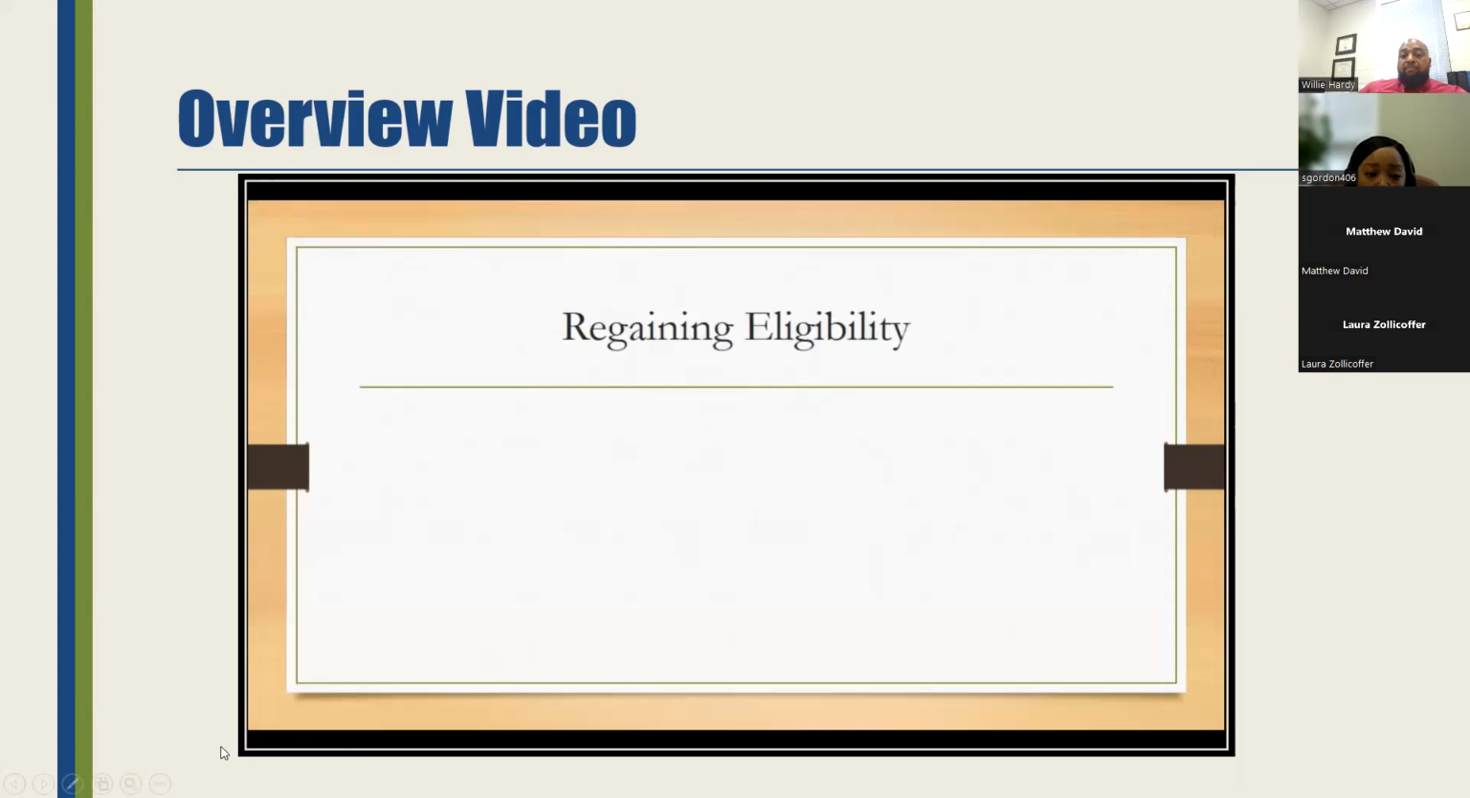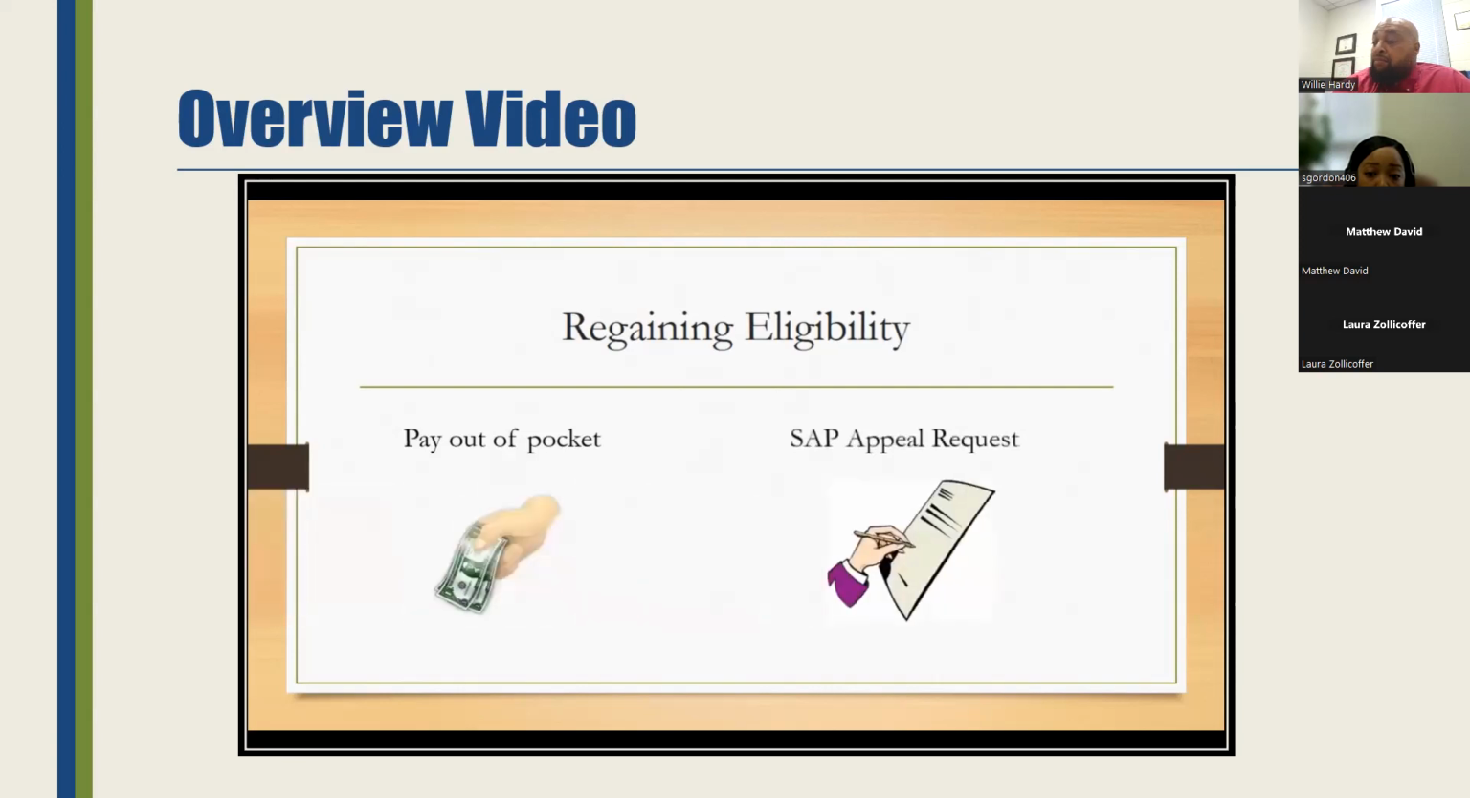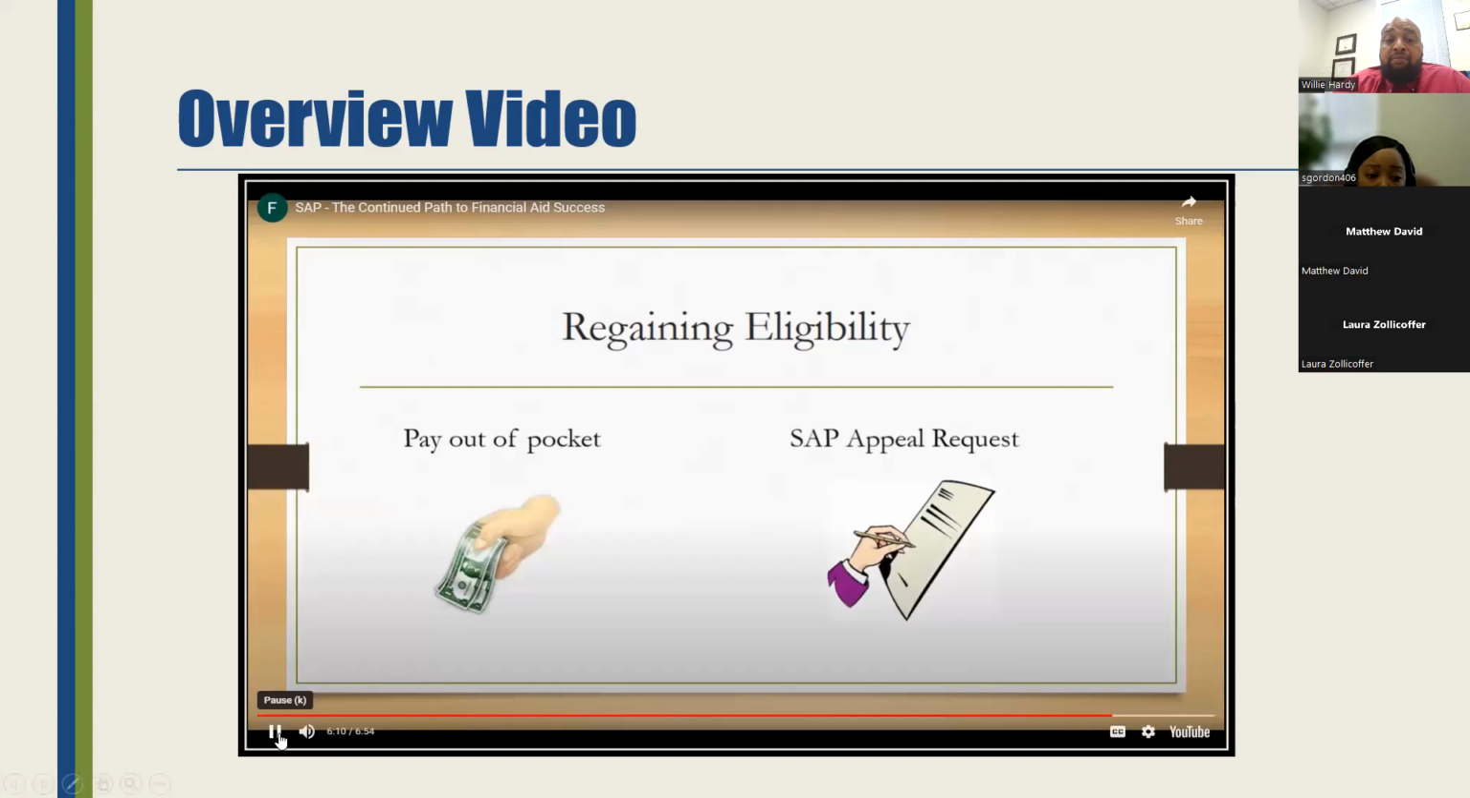If your financial aid is suspended, you will have two options to regaining eligibility. One is to pay for the courses out of pocket without the use of financial aid until you can bring your cumulative financial aid GPA back to a 2.0 and your overall completion rate to a 67% or higher. Or if the reason you were placed on suspension was due to extenuating circumstances, you may file an appeal. For further information on the appeal process, please contact the financial aid office.